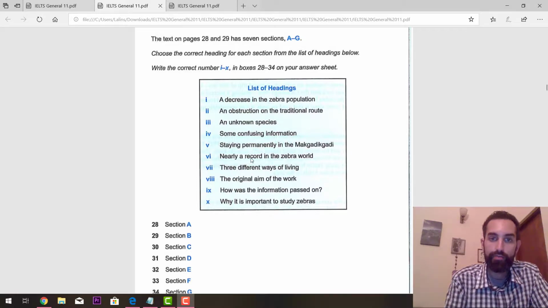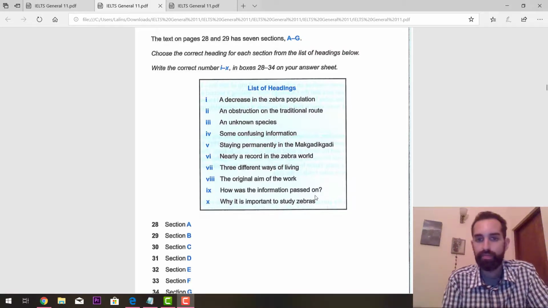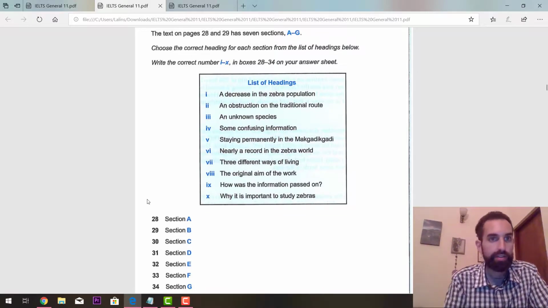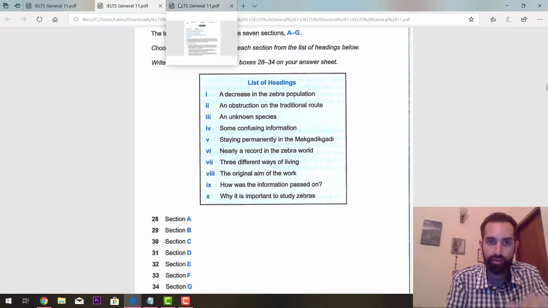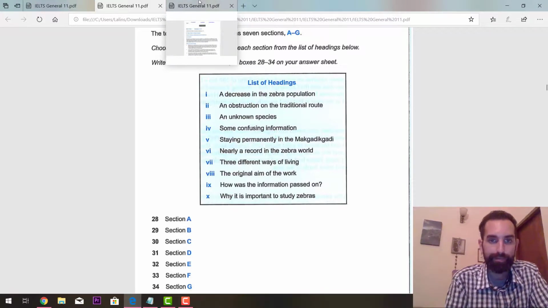VI, nearly a record in the zebra world. VII, three different ways of living. VIII, the original aim of the work. And IX, how was the information passed on? And X, why is it important to study zebras? Okay, so we're going to go into that. So now let's look into section A and try to match one of these headings with section A.